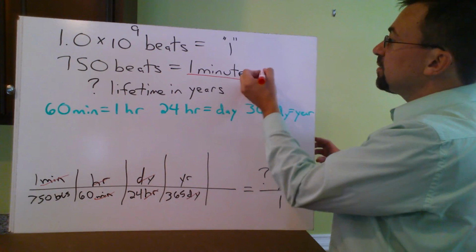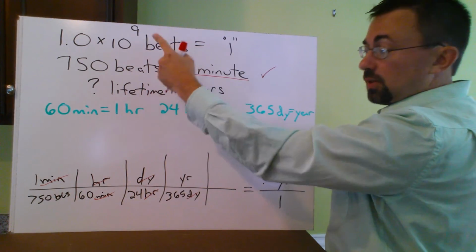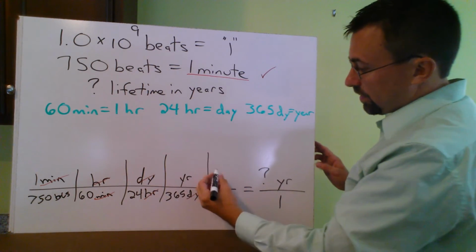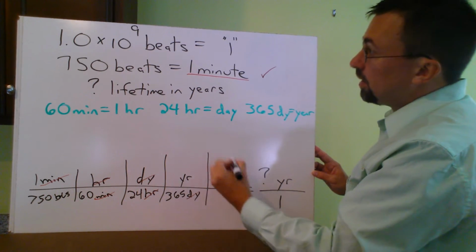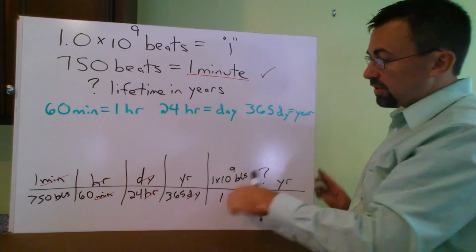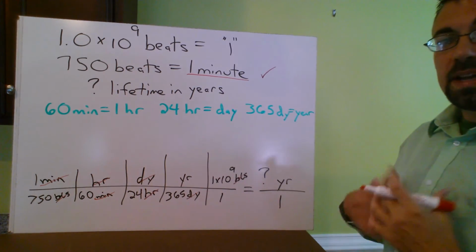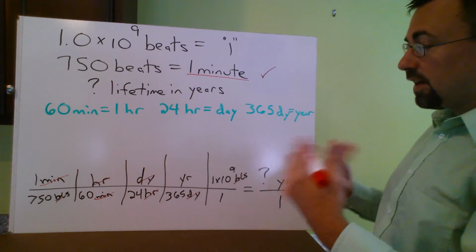So is there another piece of information we haven't used yet? Sure. Does it have beats? Sure. Beats is on the bottom, so to cancel it out, we want beats on top. And then we'll put our placeholder down here. Now, if we look, we've solved the problem. All we have to do now is punch it through our calculator. So you're just going to multiply all the numbers on the top, divide all the numbers on the bottom.